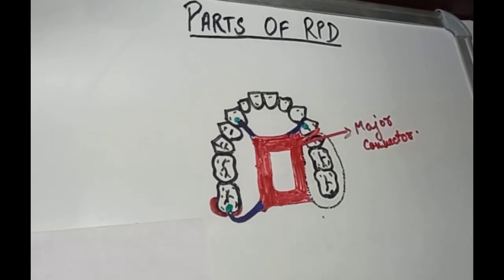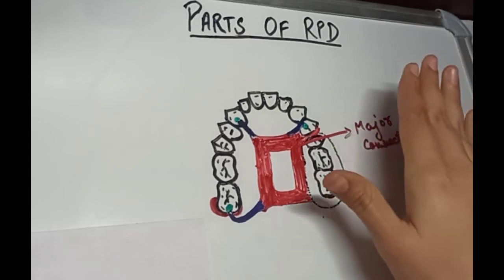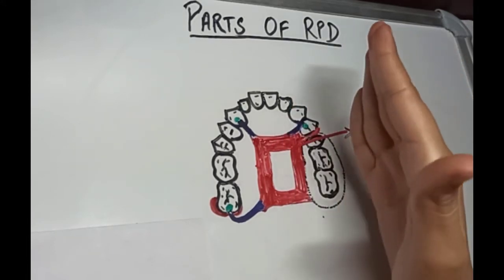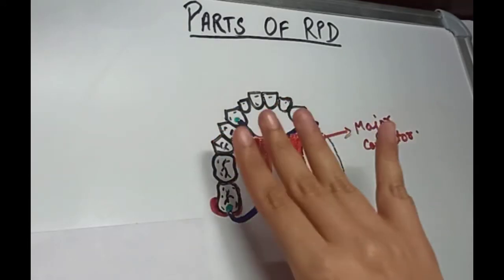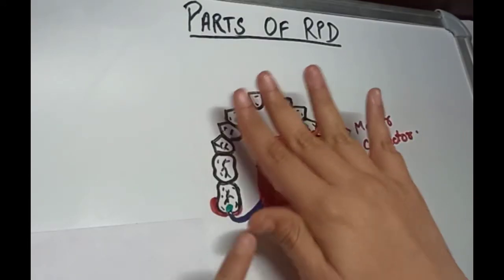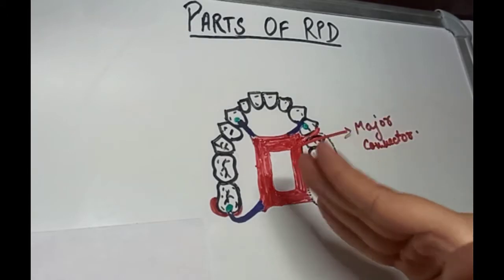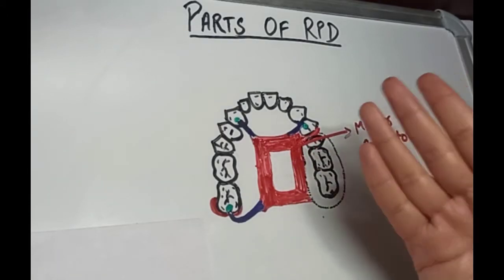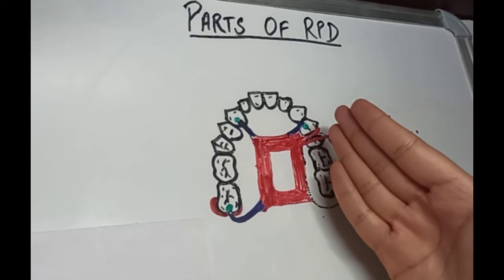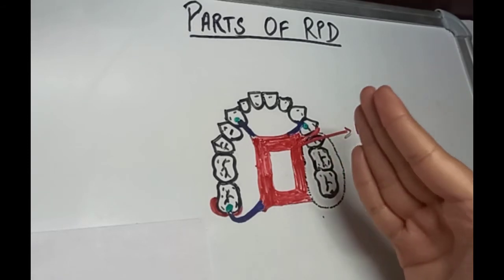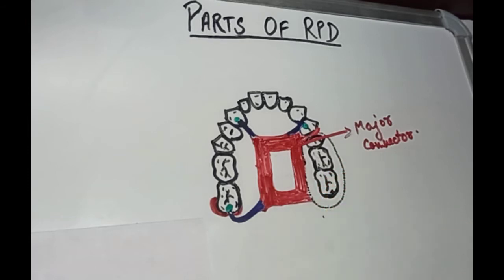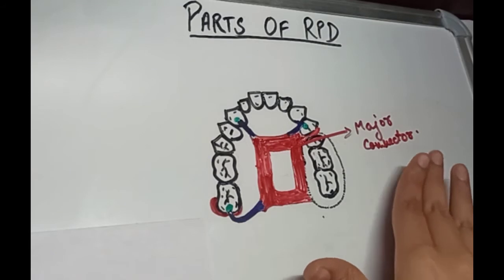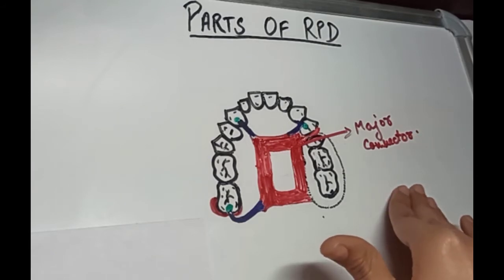So this major connector is a part of a removable partial denture which connects the components on one side of the arch to those on the opposite side of the arch, and it is a unit of the RPD to which all other components are directly or indirectly attached. You can see it is the largest component of the RPD, and this component also provides cross arch stabilization which helps to resist the displacement by functional stresses. And there are various types of major connectors which we can discuss in a separate video.